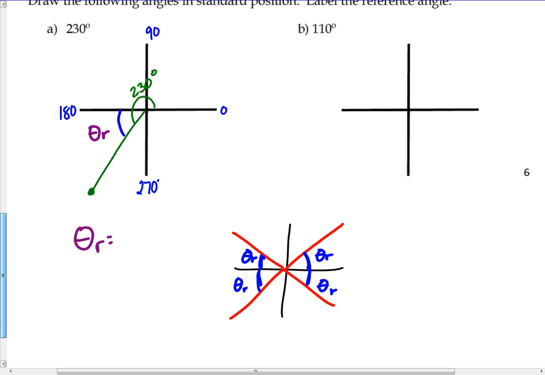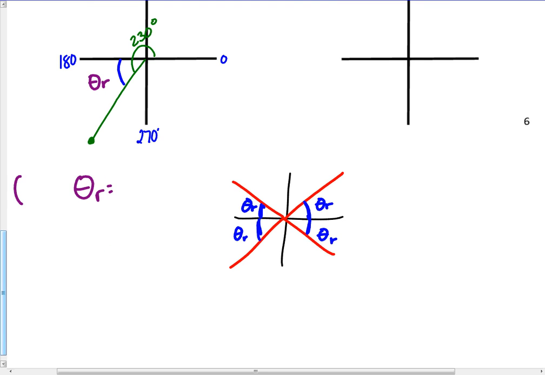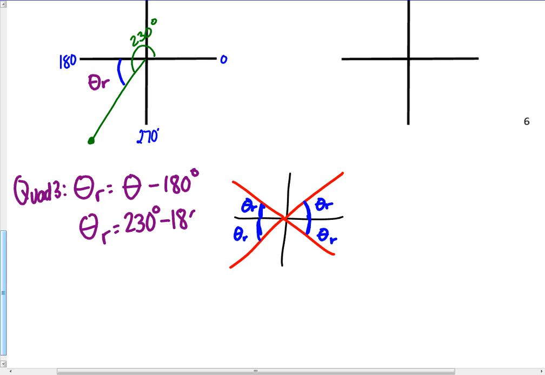So in quadrant 3, whenever we're in quadrant 3, we're always going to go our rotation angle minus 180 degrees. In this case, our reference angle is my rotation angle of 230 minus 180. We want to take away 180 degrees, which gives us 50 degrees. So this is 50 right here. This is 50. It's always the bow tie.